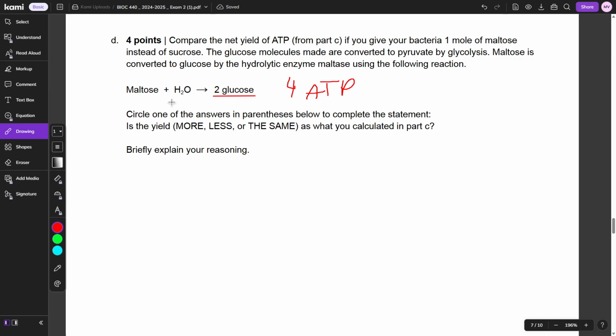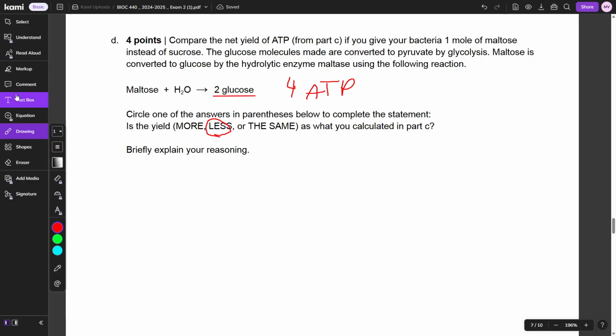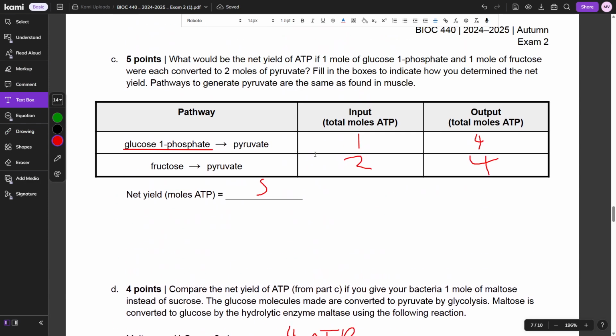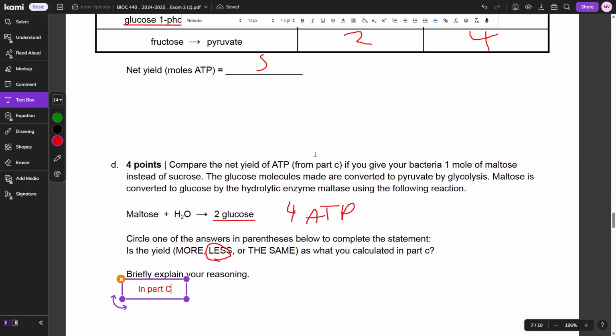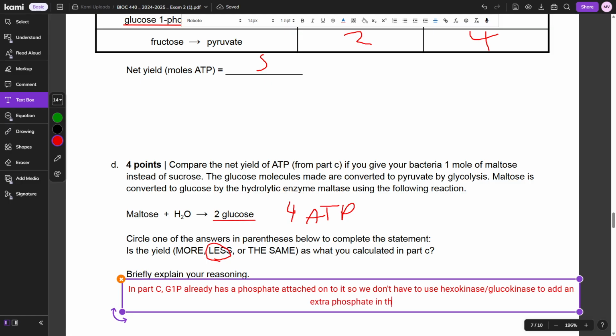And circle: is the yield more, less, or the same as what you calculated in part C? Well, 4 is less than 5, so it's going to be less. And explain your reasoning. For this, I would say in part C, G1P already has a phosphate attached onto it. So we don't have to use hexokinase or glucokinase to add an extra phosphate in the investment phase.